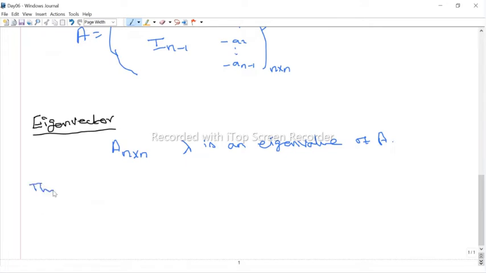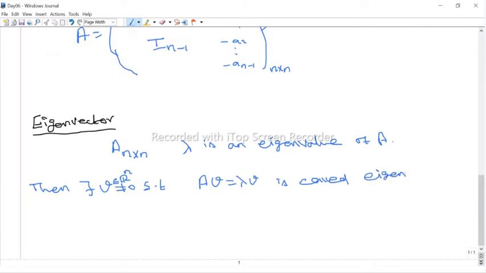Then there is a non-zero vector V such that A times V is a vector. So V is in Rn, non-zero, such that AV equals lambda times V. Then this V is called an eigenvector of A corresponding to the eigenvalue lambda.